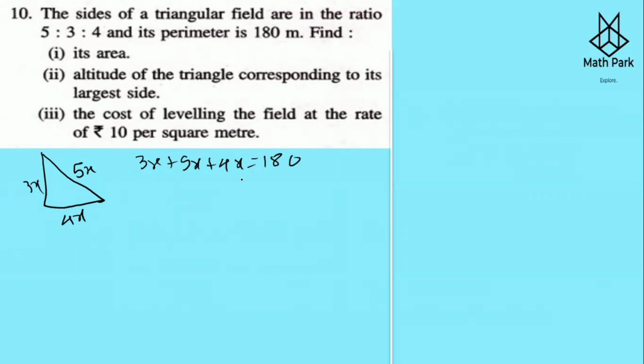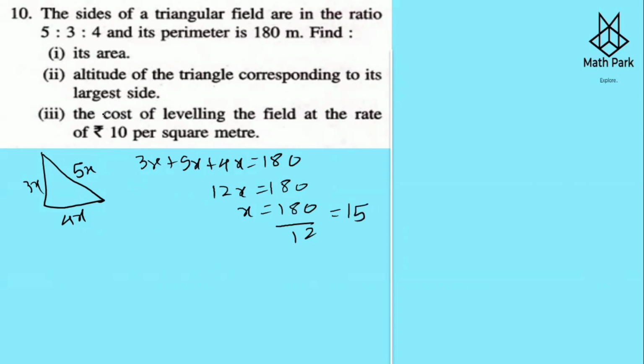5 plus 3, 8, 8 plus 4, 12x is equal to 180. So x is equal to 180 divided by 12. 12 ones are 12 and 12 fives are 60. So 180 divided by 12, you get 15. So this is how x is equal to 15.